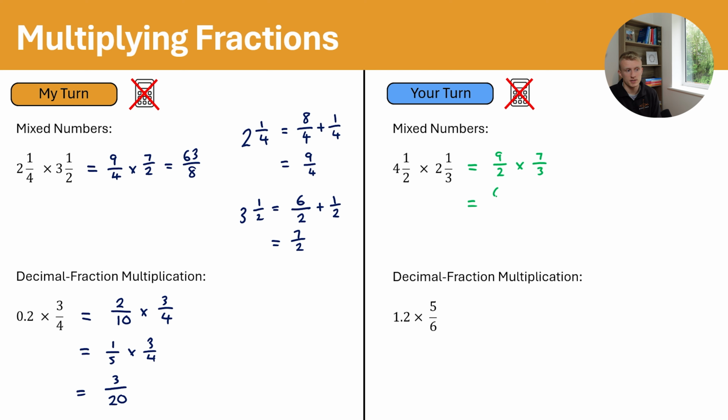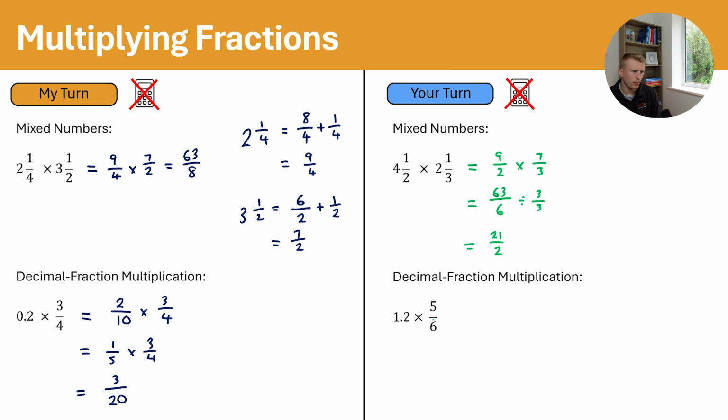Then I can multiply my numerators together. 9 multiplied by 7, 63, and then 2 multiplied by 3 is 6. 63 and 6 have a common factor of 3, so I'm going to divide through by 3 on numerator and denominator. 63 divided by 3 is 21, and 6 divided by 3 is 2. So that's going to be the answer I'm going to stick with.